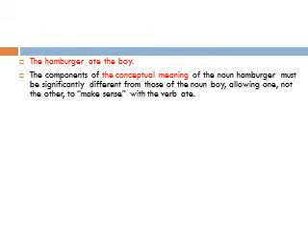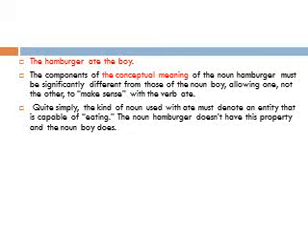So the components of the conceptual meaning of the noun hamburger must be significantly different from those of the noun boy, allowing one, not the other, to make sense with the verb ate. So it's okay to say that the boy ate the hamburger, but not the other way around. Why? Because of this idea of conceptual meaning or semantic features of the noun hamburger and the noun boy. So quite simply, the kind of noun used with ate must denote an entity that is capable of eating. The noun hamburger doesn't have this property and the noun boy does.